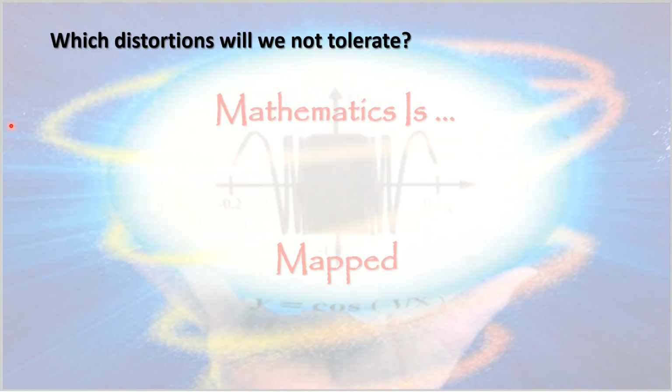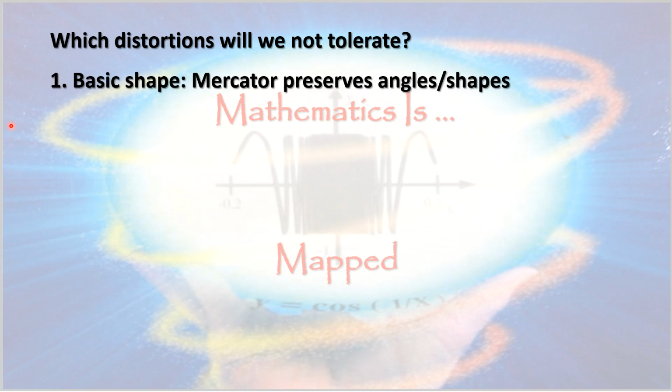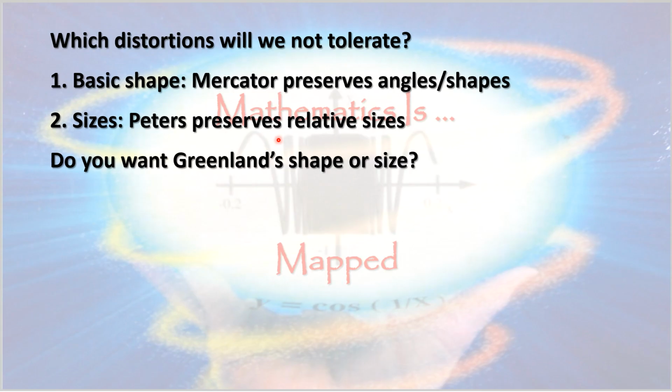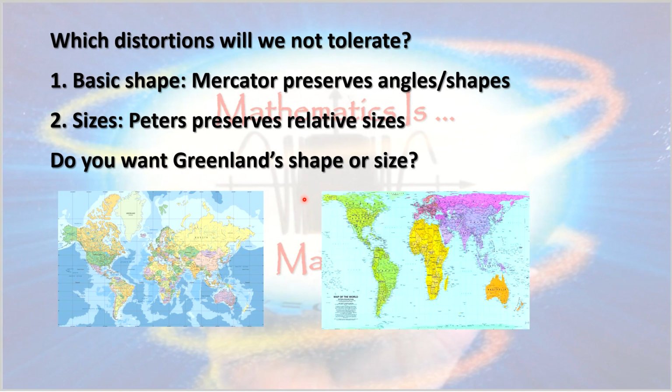Two properties that are important for maps are shape and size. The Mercator map accurately depicts shapes, while the Peters map accurately depicts relative size. Which one's better? Well, it depends on whether you want, for example, Greenland's actual shape to be correct, or are you more concerned with getting its relative size, not all that large, correct.